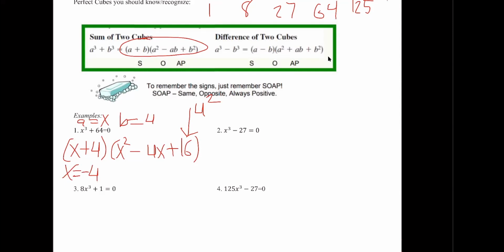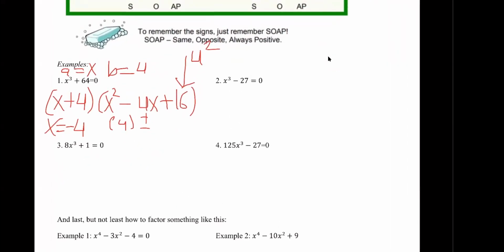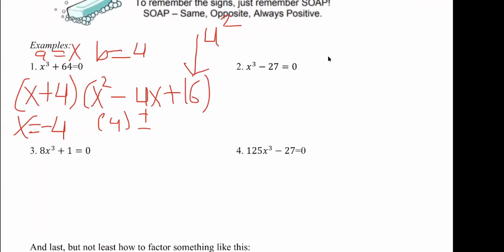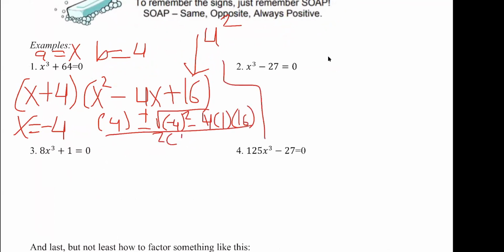So it's -b, so that would be +4 plus or minus, and I should have given myself more space. I don't know why I didn't space this one out more, but we'll see if we can squeeze it in. So then it would be b squared minus 4 times a, which would be 1, times our c, all over 2 times a. Gosh, I did not give myself enough room.